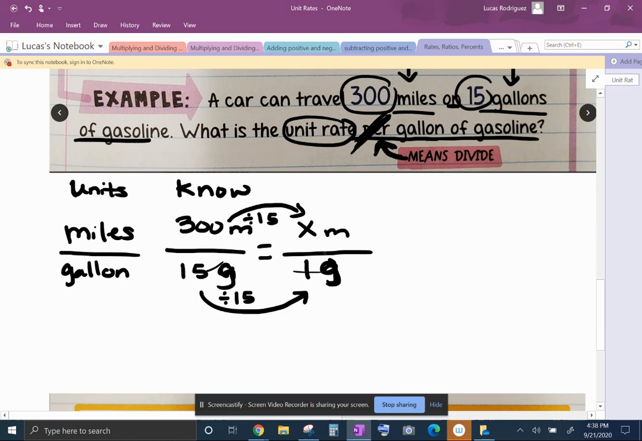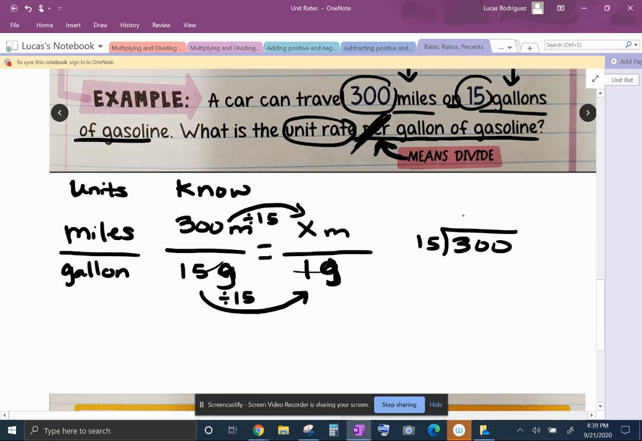So if I want to figure out how many miles are for 1 gallon, I would just take 300 and divide it by 15. Now, some of you already knew to do that, but I encourage you to use this method that I'm showing you, one, because we'll use it all year, and two, because it'll keep you from doing it the wrong way. And it'll keep you organized in how to think about this. You may not think that right now, but as we move on, you'll definitely see the difference.